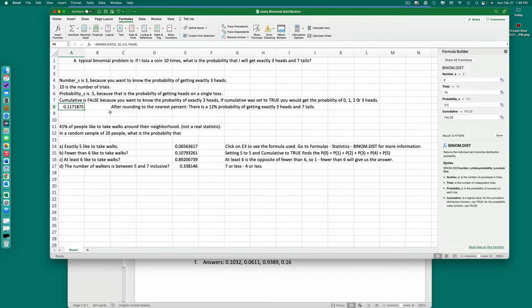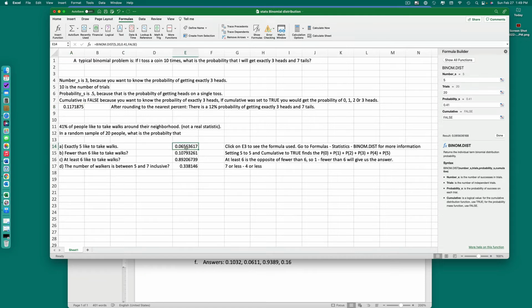All right, here's another example. If 41% of people like to take walks around their neighborhood, and I made that number up, so don't quote it, in a sample of 20 people, what is the probability that exactly 5 like to take walks?